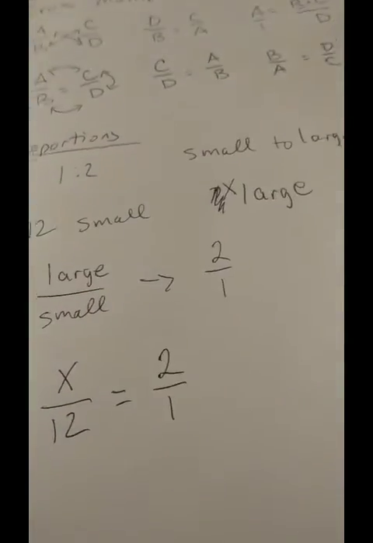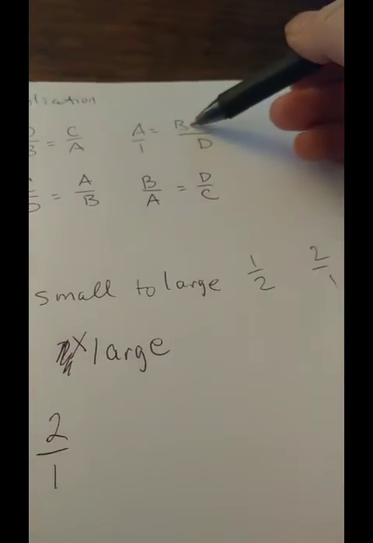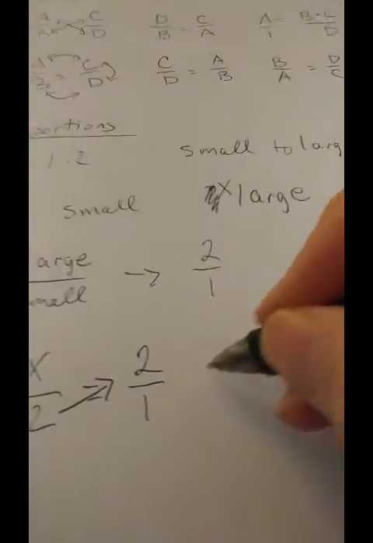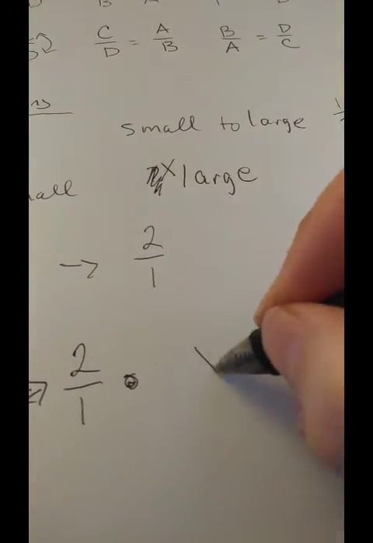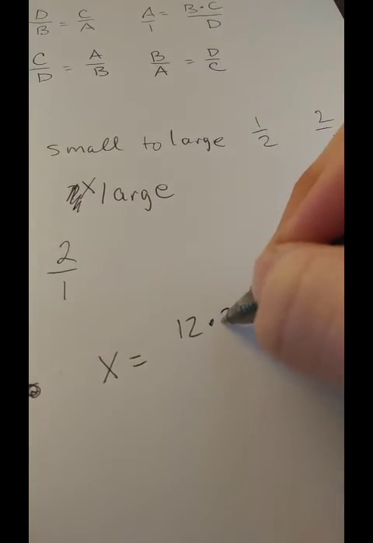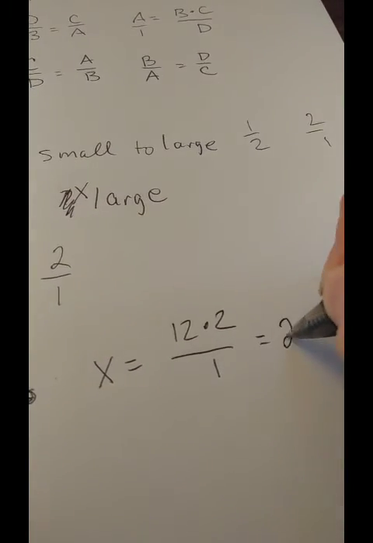And as I showed you, it's actually this one right here, where I'm going to take the b and move it up and over. So the 12 moves up and over. So this becomes x equals 12 times 2 over 1, and that's 24.